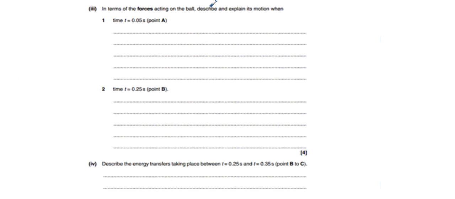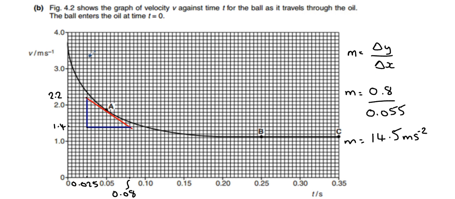In terms of the forces acting on the ball, describe and explain the motion when t equals 0.05 seconds. So that's point A. So we need to know what the forces are and what the motion is at point A. Point A on the graph's here. Well, the forces, obviously, if it's travelling through a liquid, there's going to be resistive forces, because of the liquid it's travelling through. We call those drag forces. And there's also obviously going to be the weight force acting downwards. So those are the two forces. We need to use those to explain the motion.